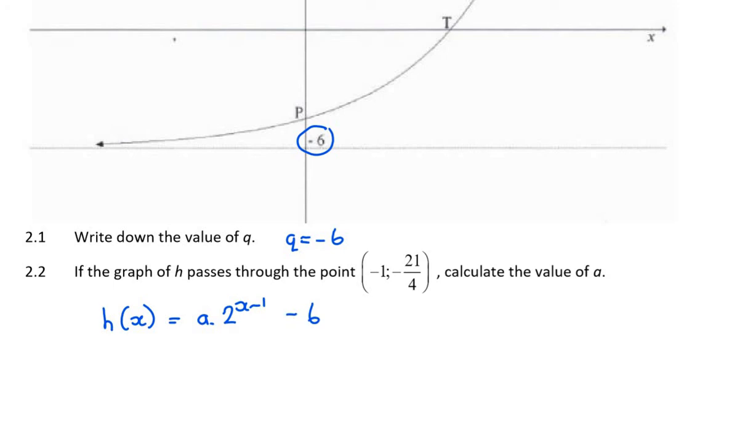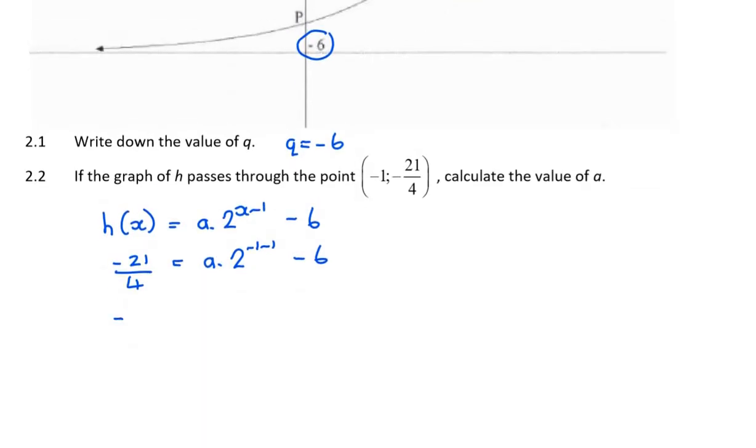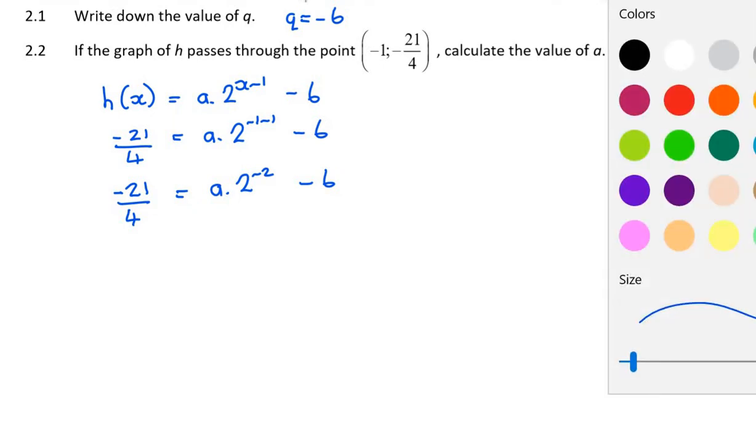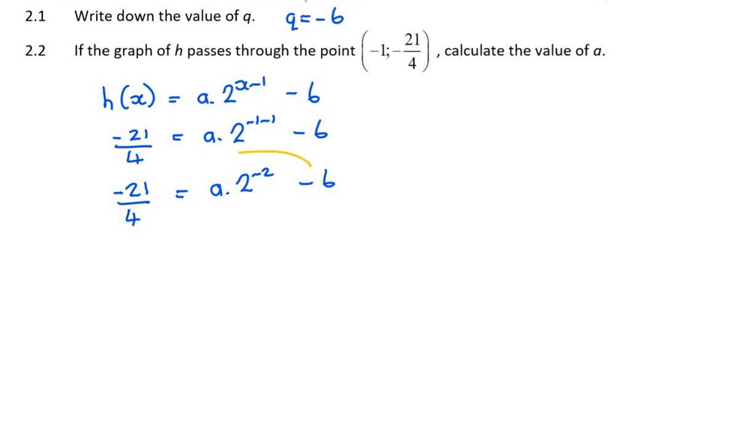And you have a point on the graph, so I literally go and substitute that point in. Y is negative 21 over 4 when x is negative 1. And so this is a little bit annoying because it's got fractions, but it's not particularly difficult. This is a times 2 to the negative 2. Now, I would possibly add 6 to both sides so that I can do that. So I'm going to take negative 21 over 4 and add 6, and you'll actually get 3 over 4.